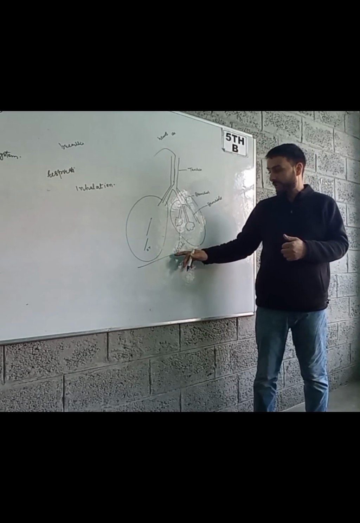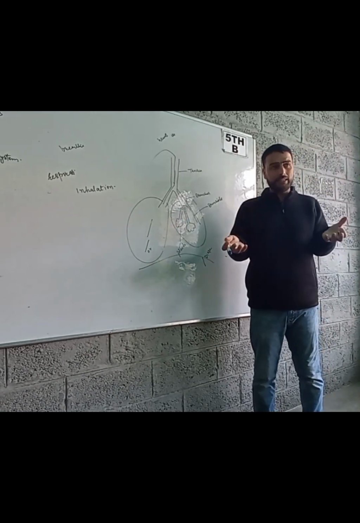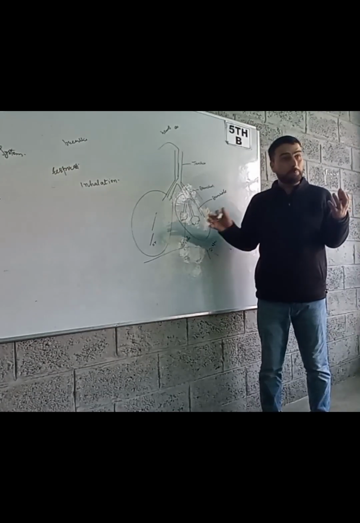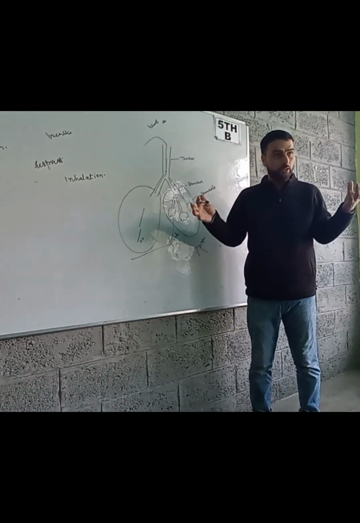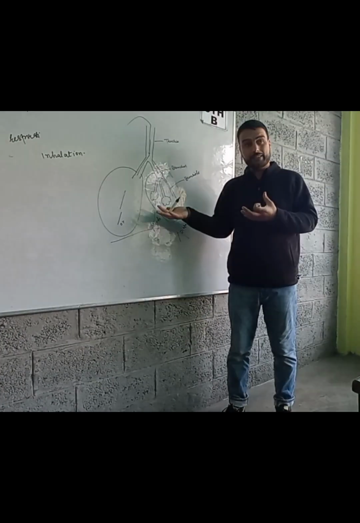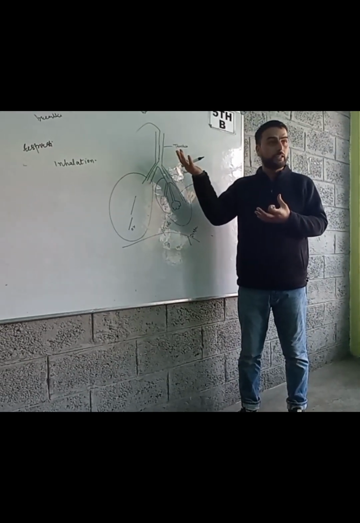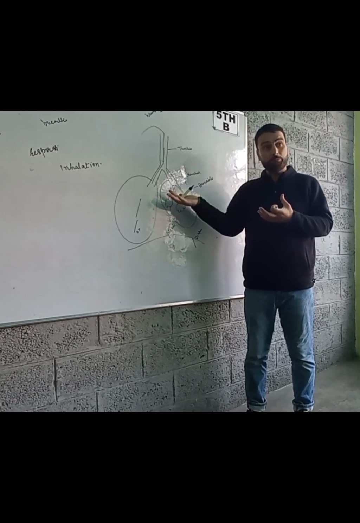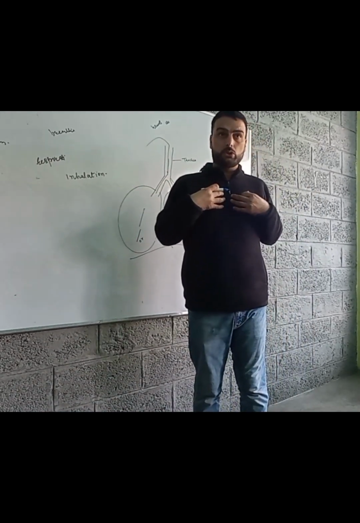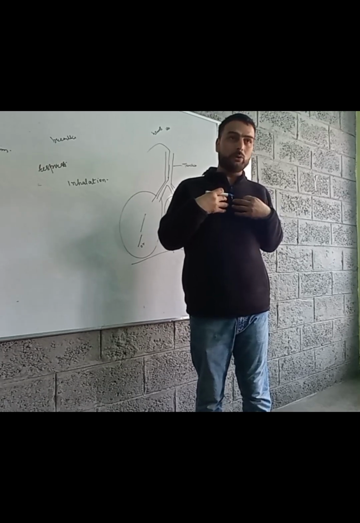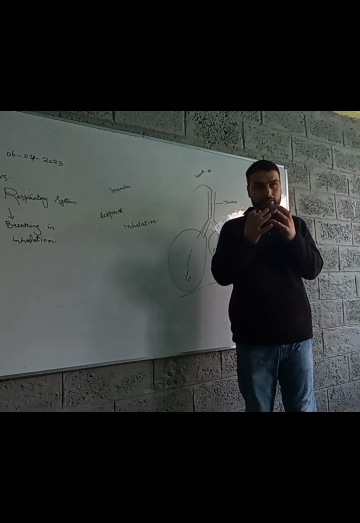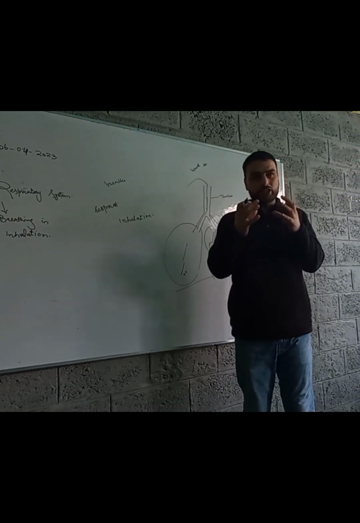Breathing out is the opposite of breathing in. When our diaphragm relaxes and starts moving to its original place, it moves upwards. So when the diaphragm moves upwards, our ribs move inwards and downwards. So the space in our chest decreases, becomes less. That creates pressure on our lungs.